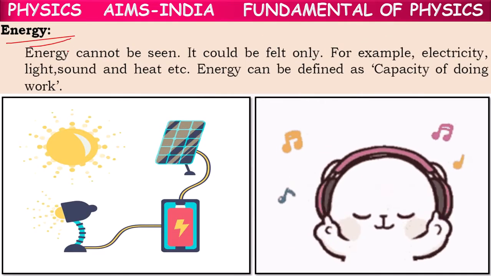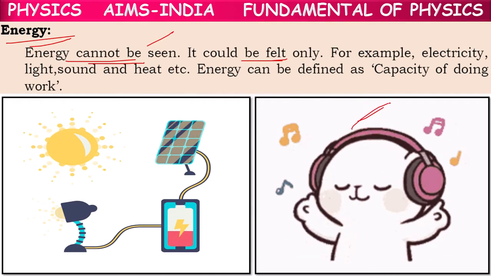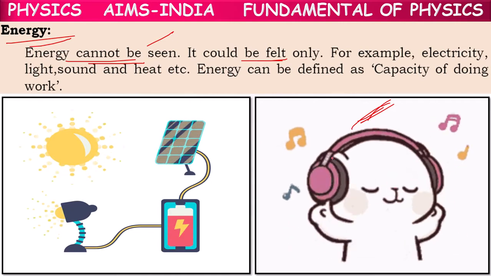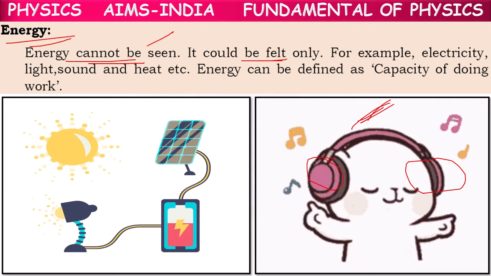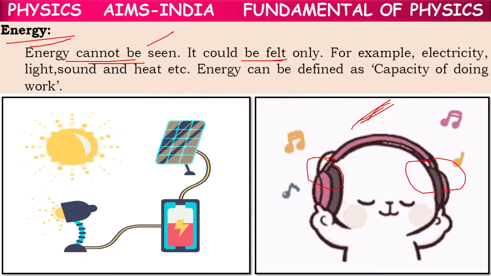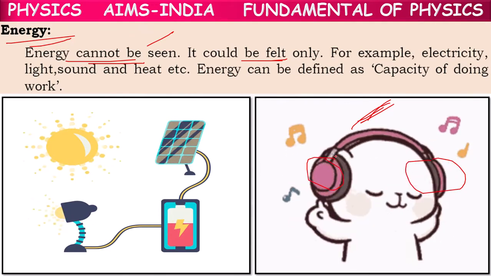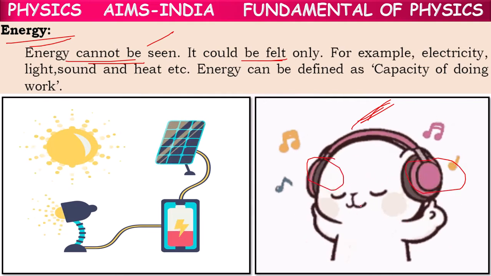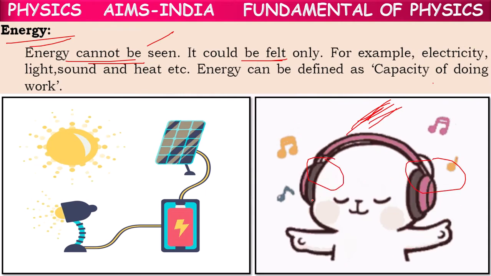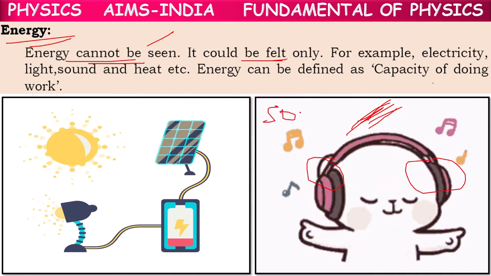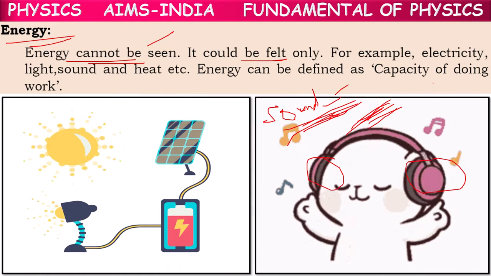Next, what is energy? Energy cannot be seen, it can only be felt. For example, you are listening to some songs with the help of your headphones. Can you see that song? You can just feel the song. You can tell the song is very nice, melodious, or a rap song, or a disco song. You can enjoy by listening, but you cannot see the song. Because sound is a form of energy which we can feel but not see.